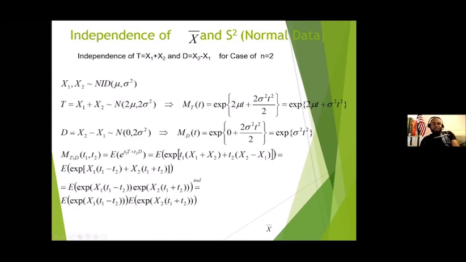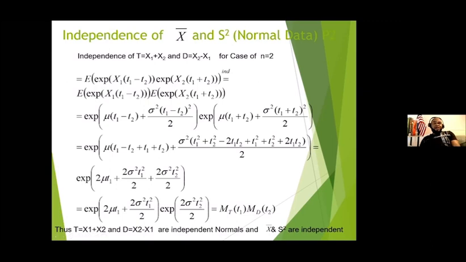Here I'm seeking the moment generating function, at the same time, for the sum and for the difference. Take a look at that. It's going to be this. What is T? T is the addition of the variables. What is D? The difference. If you simplify this here, you're going to have this. And at the end of the day, what does that mean? This will be written as a product. As a product. So take a look at that.